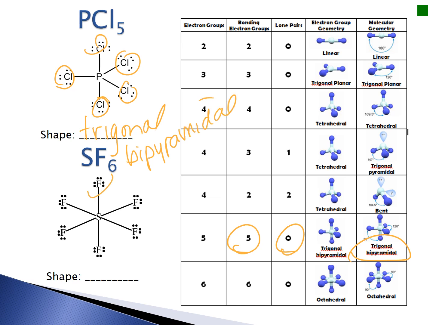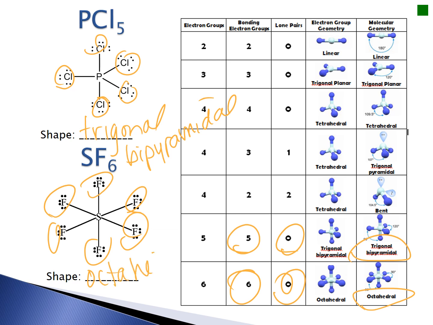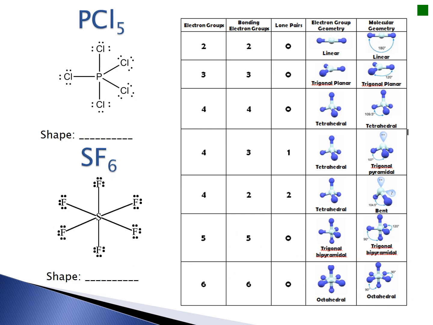And then the last one, SF6, is attached to 6 different ones with 0 lone pairs on that central atom, and so it would form that octahedral shape. And if you look at the octahedral shape, you'll notice that it forms a square, and then it also has 2 prongs coming up. So this forms a line right here, whereas this guy forms a square. So they actually have different angles.